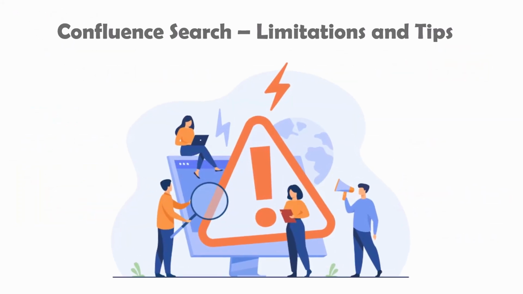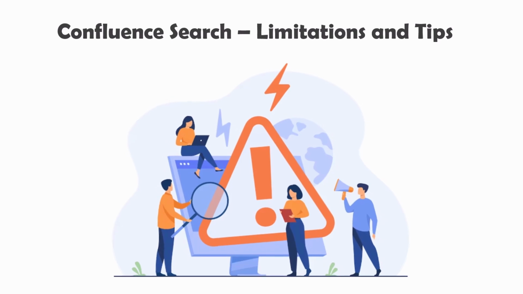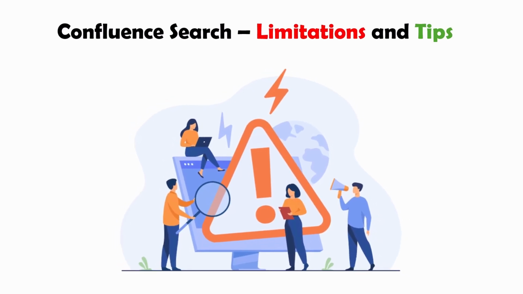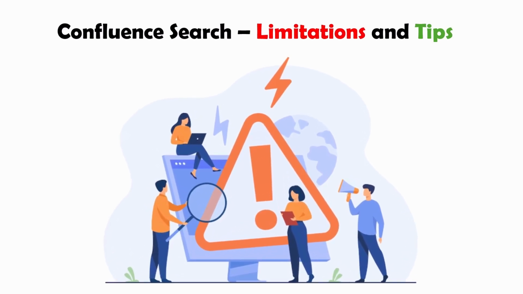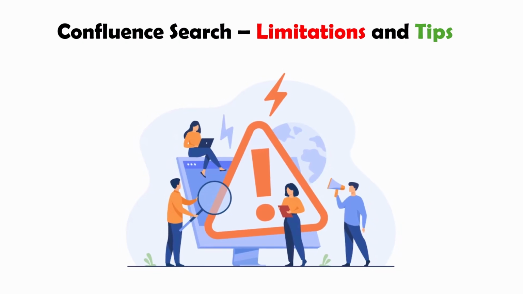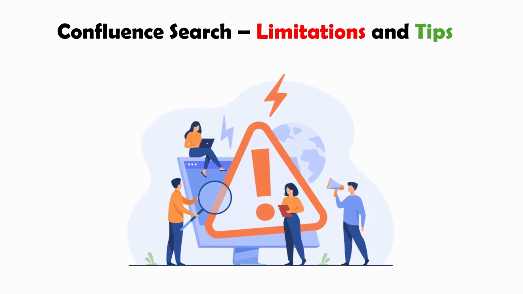I will walk you through some important limitations of Confluence search and show you how to use advanced techniques to get better results. So we will cover exact match searches, stop words, some special characters, wildcards, exclusion, and combining some search terms. So let's start with the limitation with exact match search.